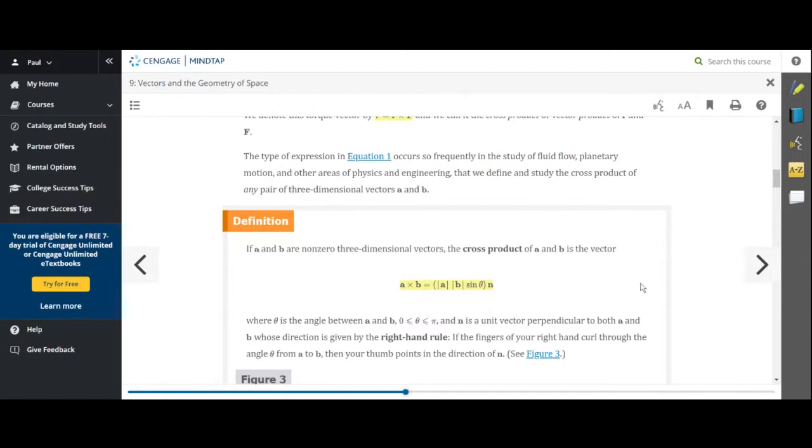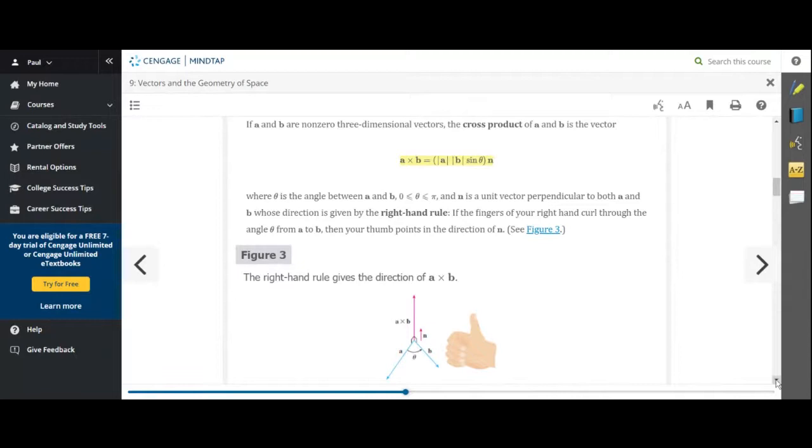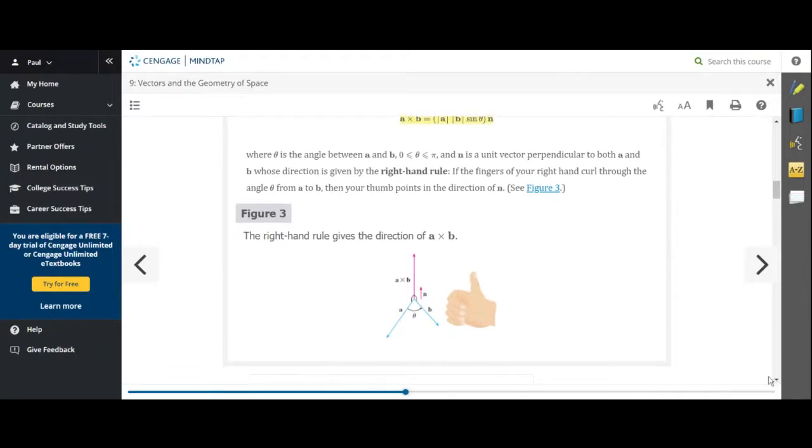And just like the torque, if you think of the torque vector going into the wall, you're applying a wrench vector and a force vector, and the torque vector is perpendicular to the plane that contains the wrench vector and the force vector. So the cross product vector is also perpendicular to the plane that contains the vectors A and B.